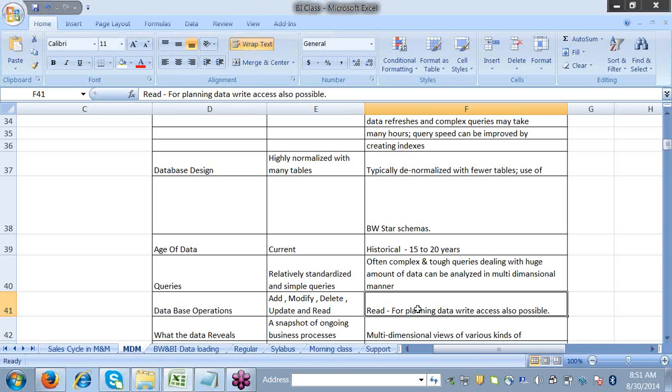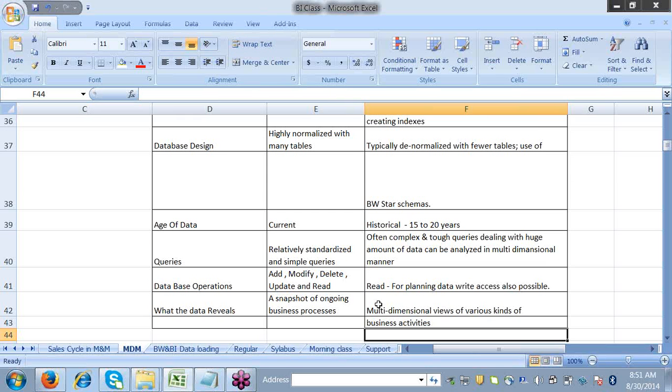Regarding what the data reveals, in the OLTP system you have a snapshot of the ongoing business process. Here, with multi-dimensional views, we can analyze the data in multi-dimensional ways. Okay. Fine. So far, if anybody is having any doubts.